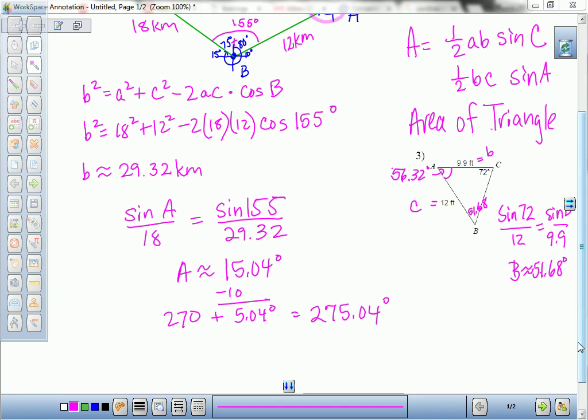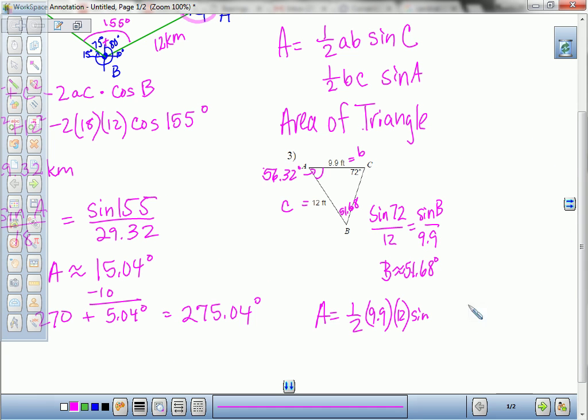Okay, and now to find the area, we would say the area is equal to 1/2 BC sine of, I have to scooch over so I have enough room, 56.32 degrees. And then when we go to type that into our calculator, we get approximately 49.4 square units. And that's one way we can apply area.